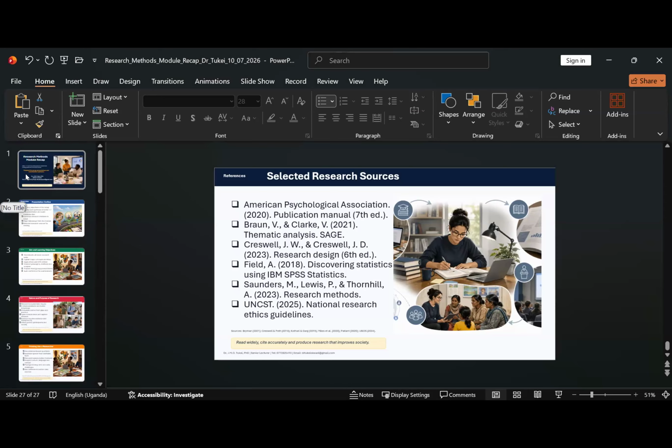Then the last one should be on data collection procedures. How are you going to do it?